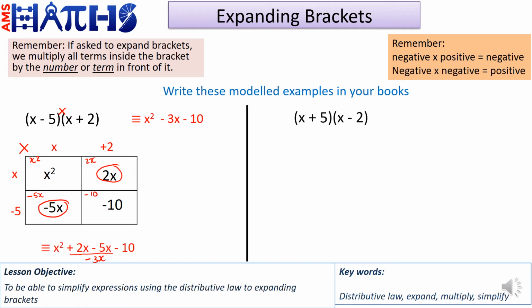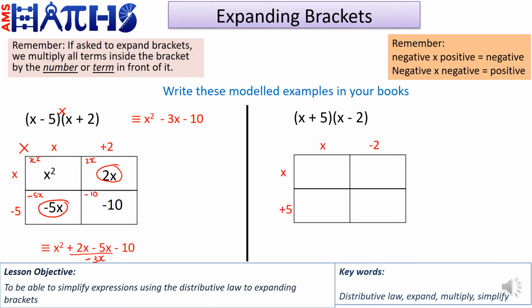Here's the second example, and I'd like for you to try this on your own. I've set up the grid for you, so you see where x plus 5 is written to the left of the grid and x minus 2 is written on top. So all you need to do is do the multiplication and simplify. So now pause the video. Once you're finished, return to the video and check if you got the question correct.